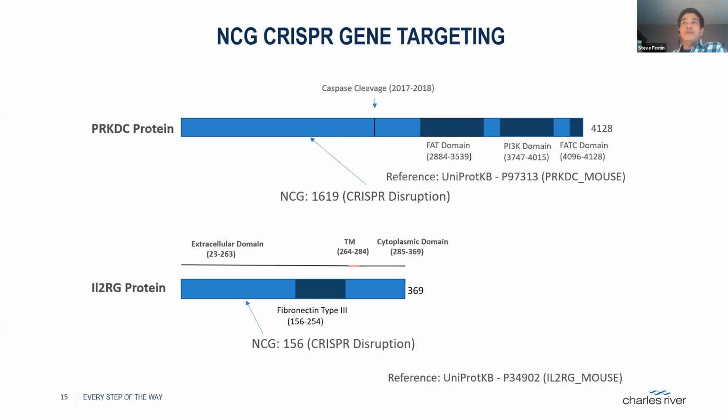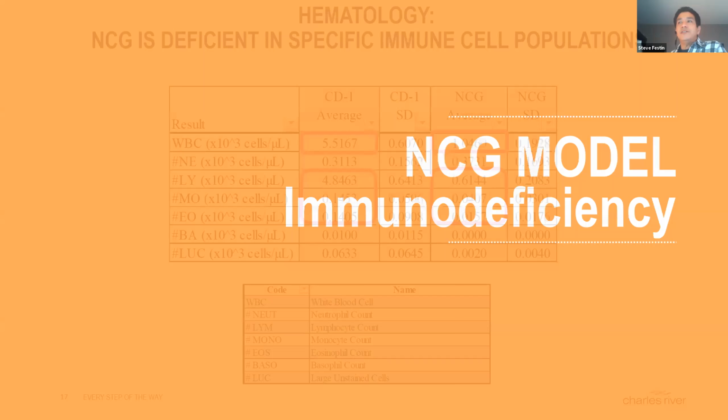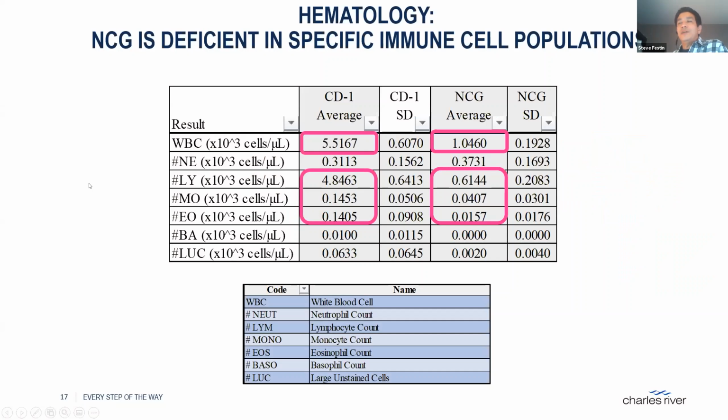And especially when we initially received the animals from Nanjing University, we had done some specific immunophenotyping and characterization of the NCG model. So some basic hematology just to prove that, again, it was expected to be immunodeficient. We did a comparison between CD1, which actually has progenitor character to the NOD strain, and we see significantly lower white blood cells overall. Lymphocytes, monocytes, and eosinophils are dramatically decreased between the NCG and the CD1. So this is really what we expected to happen.